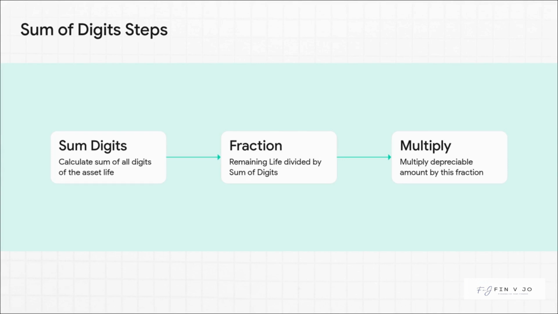Your numerator is the years of life remaining, including the current year. So in year 1 of a 10-year asset, the fraction is 10 over 55. You multiply that fraction by your depreciable base. It's a heavy hit early on, which perfectly matches assets that lose their value really quickly.